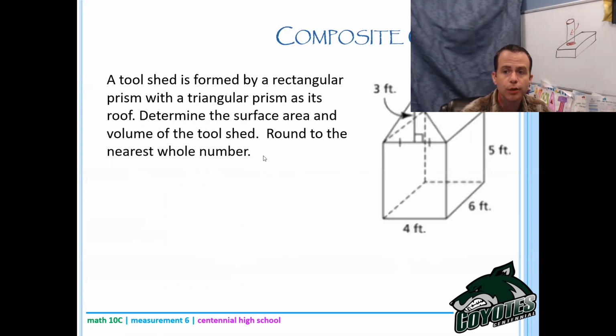Okay. Oh, look, a tool shed. We were just talking about a tool shed. A tool shed is formed by a rectangular prism with a triangular prism as its roof. Determine the surface area and the volume of the tool shed. Round to the nearest whole number.